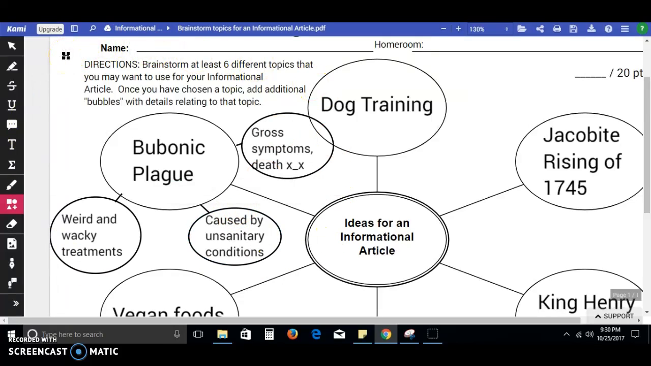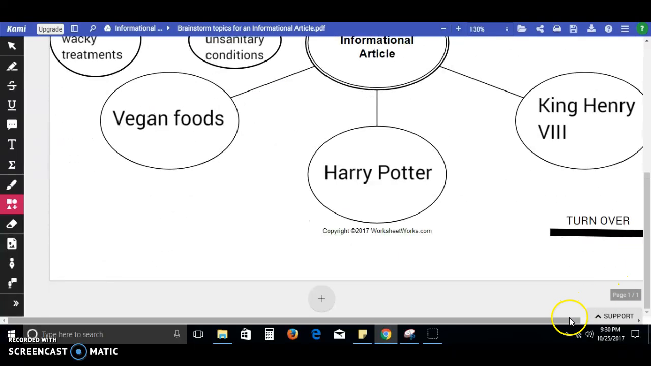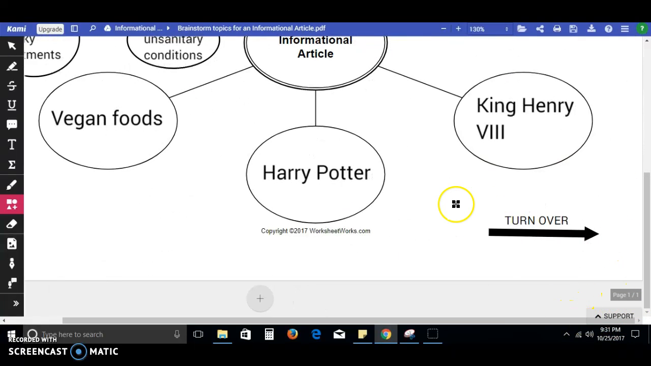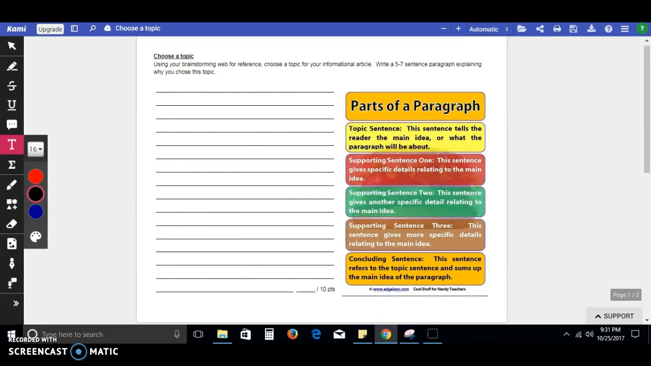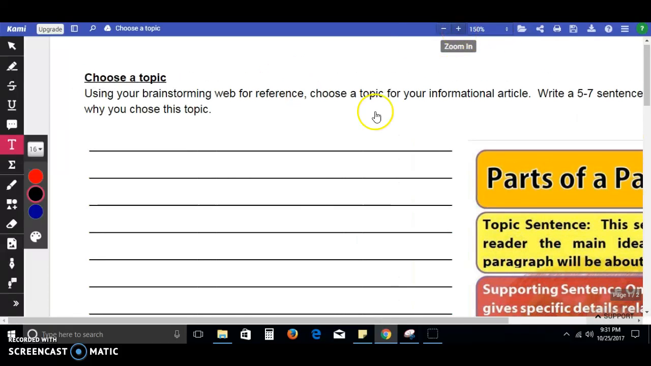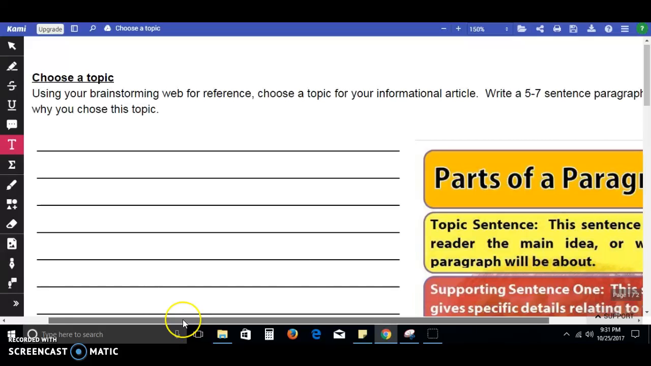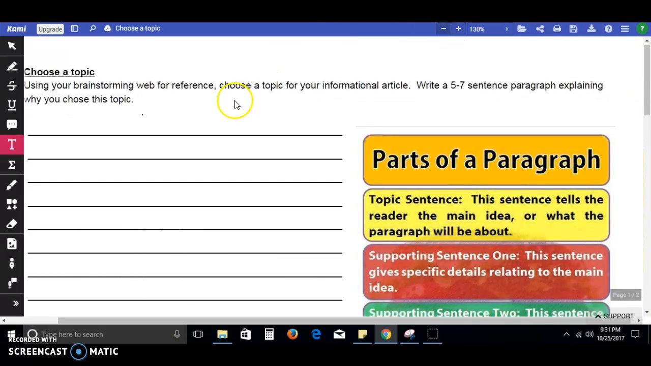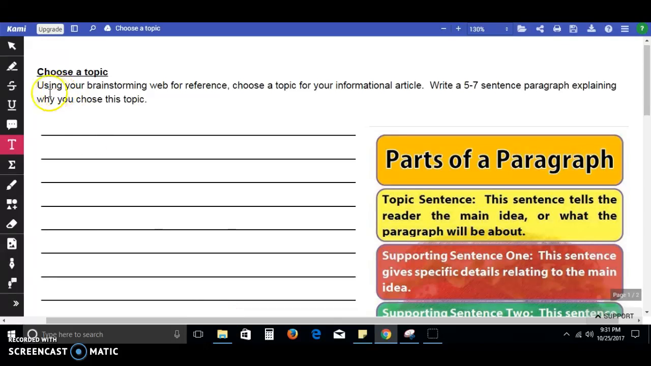All right, so now that I'm done with that, take a look at this little arrow right here. It says turn over. So we need to turn over our paper and figure out what to do next. On the next page, it says choose a topic. We're going to zoom in, take a look at the question. Choose a topic. Using your brainstorming web for reference, choose a topic for your informational article. Write a 5 to 7 sentence paragraph explaining why you chose this topic.